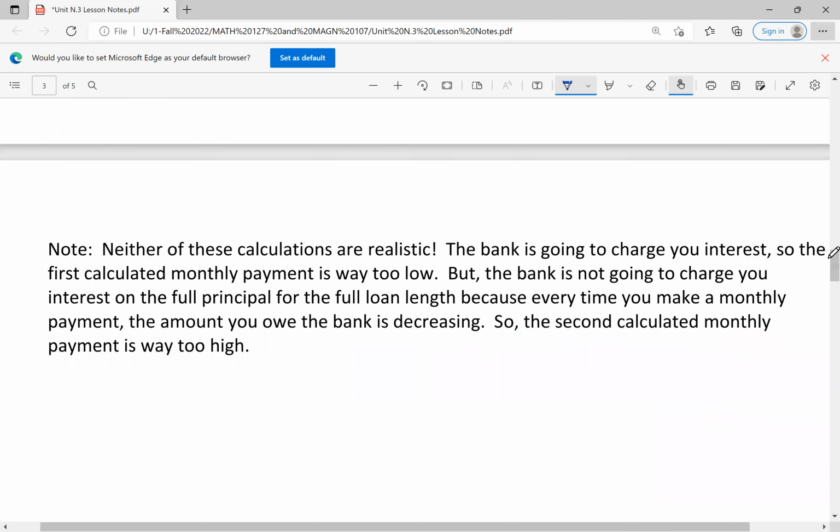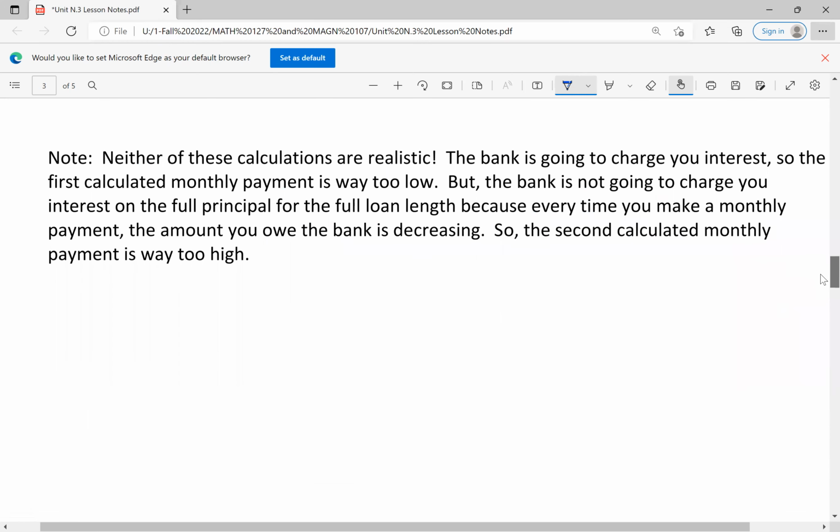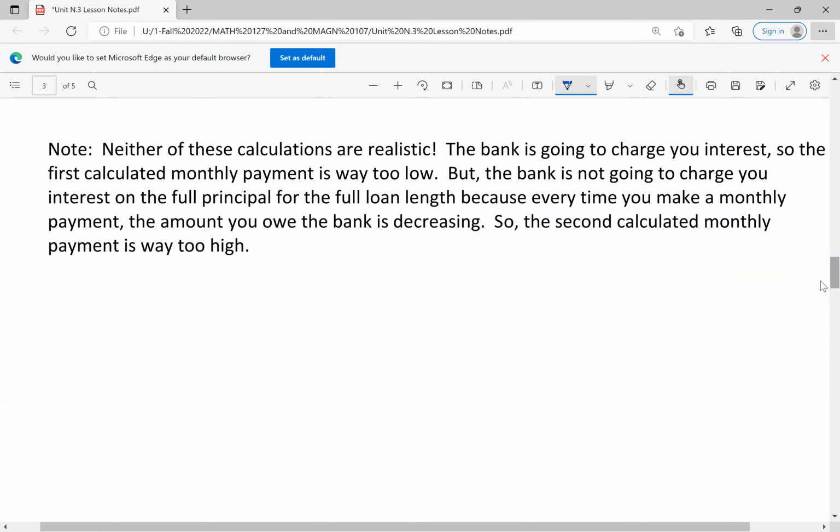Now, we need to recognize neither of these calculations are realistic. The bank is going to charge you interest. So the first calculated monthly payment is way too low. But the bank is not going to charge you interest on the full principal for the full loan length, because every time you make a monthly payment, the amount you owe the bank is decreasing. So the second calculated monthly payment is way too high.